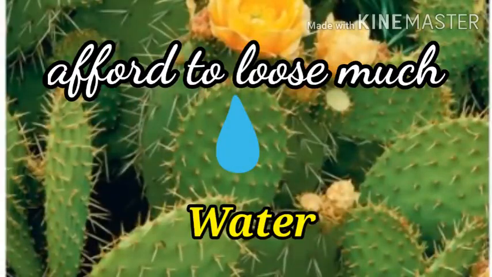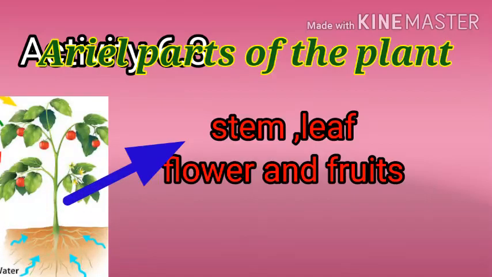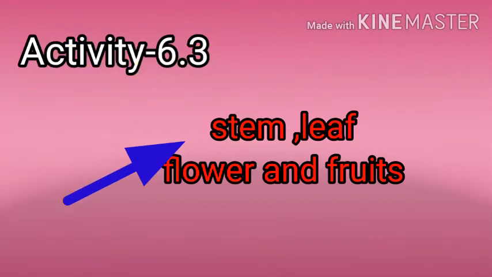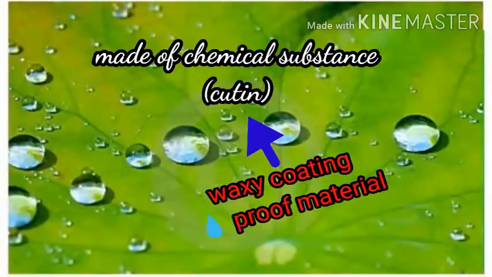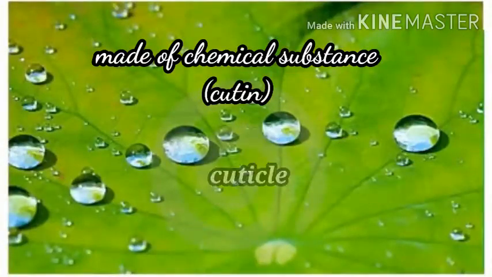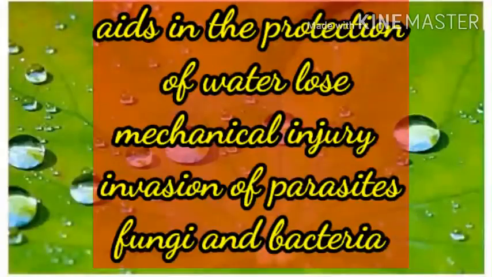And why is it so? Well, as this desert plant can't afford to lose much water. So the main function of the epidermis is protection. The aerial parts of the plant often have a waxy coating, a waterproof layer made up of the chemical cutin, which is also called the cuticle, on the outer surface that aids in protection against water loss, mechanical injury, and invasion of parasites like fungi and bacteria.